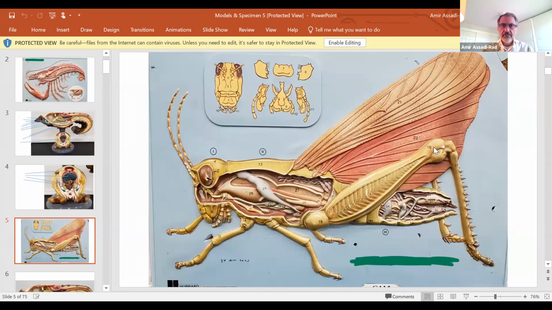Okay, grasshopper, the mouth part, I already went over that. So antenna, compound eye, the thorax, I'm saying cephalon, thorax, and abdomen back here. Forewing, hindwing, femur, tibia, tarsus, and then exterior parts. I'm going over the exterior parts first, and then we go inside.